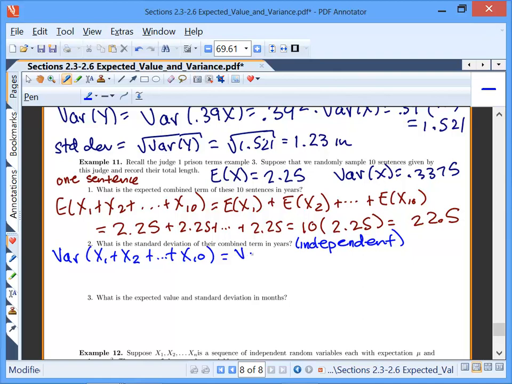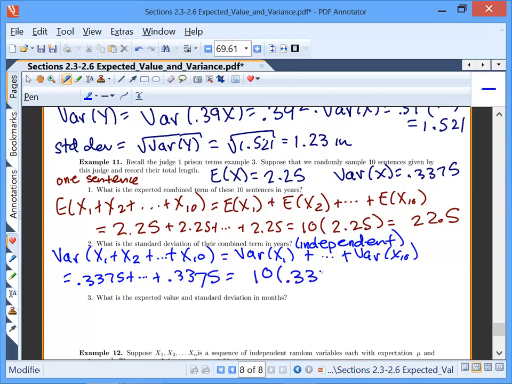So we can write this as the variance of x1 plus all the way up to the variance of x10. Now, what is the variance for these going to be each time? It is going to be the 0.3375. And so what do I really have here? I have 10 times 0.3375, so 3.375. So the variance for their combined length is 3.375.